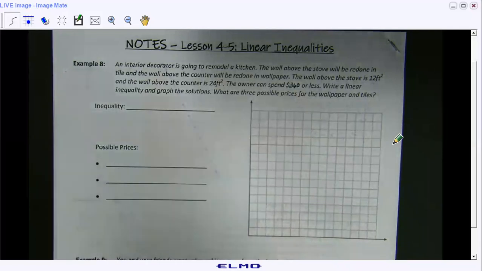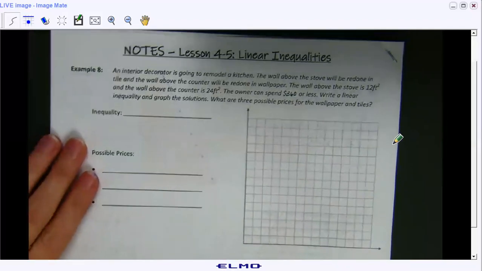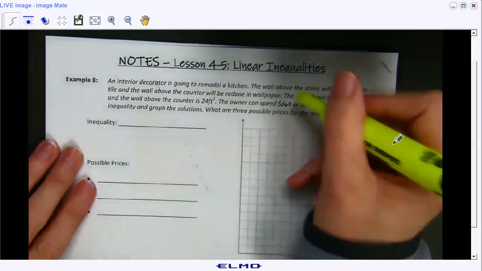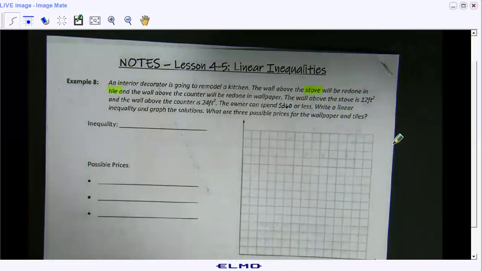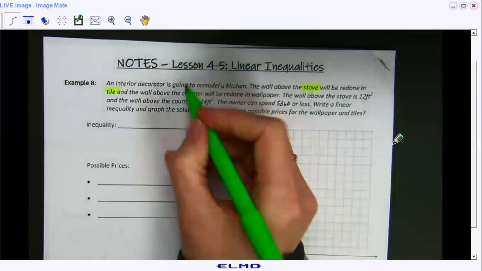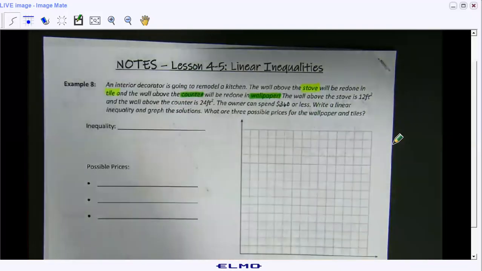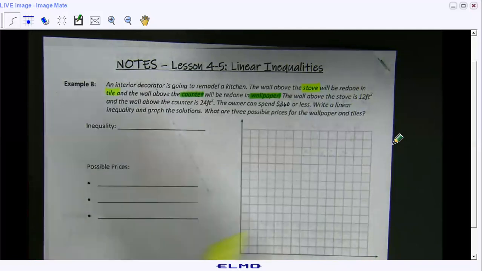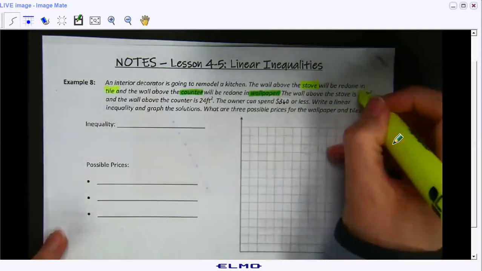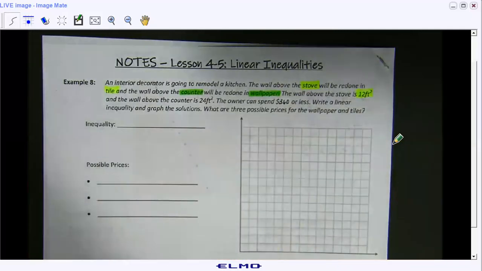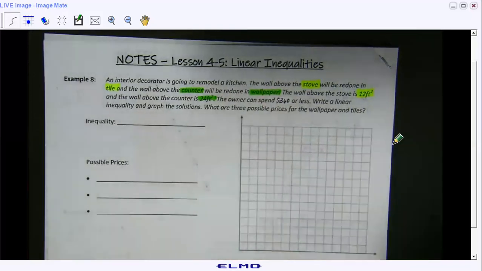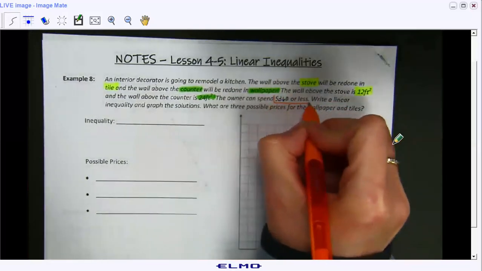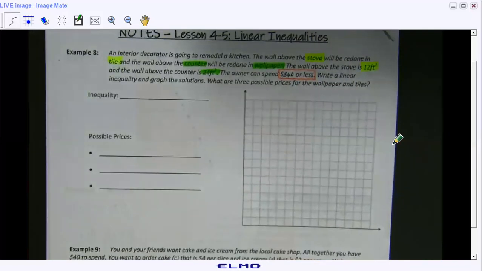Okay, so I'm going to go through this. It says an interior decorator is going to remodel a kitchen. The wall above the stove will be redone in tile, and the wall above the counter will be redone in wallpaper. So the stove is our tile, and the counter is our wallpaper. So it's good that you're able to distinguish the difference here. The wall above the stove is 12 feet squared, and the wall above the counter is 24 feet squared. And the owner can spend $360 or less.